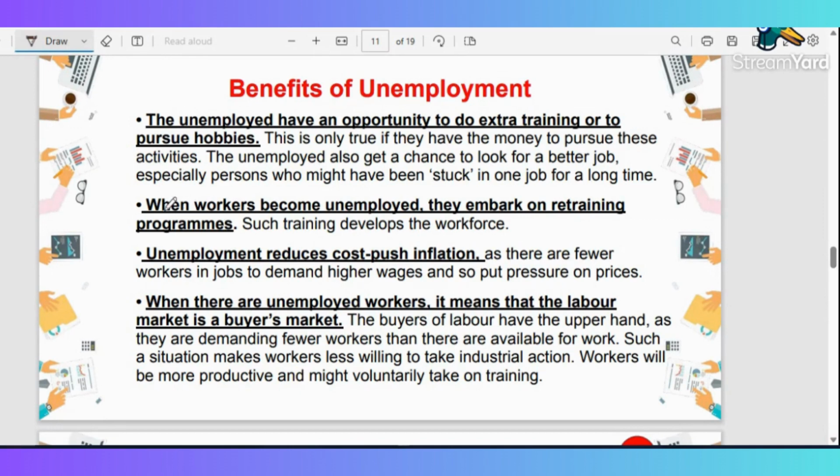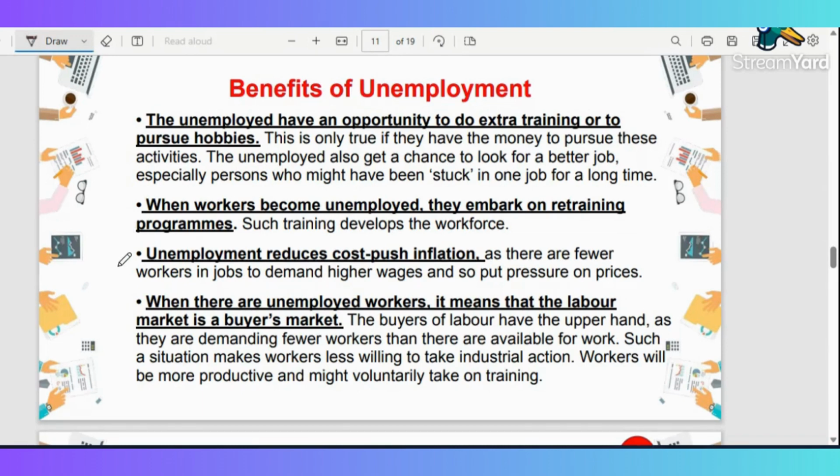Now it also states that when workers become unemployed, these are benefits. They embark on retraining programs. Such training develops the workforce. So during unemployment, sometimes people use that time to go back into university, go back into college, pursue a degree, or to upgrade themselves. So when that happens now, the workforce is more developed. Those are the persons of the age willing and able to work. So they are more trained.